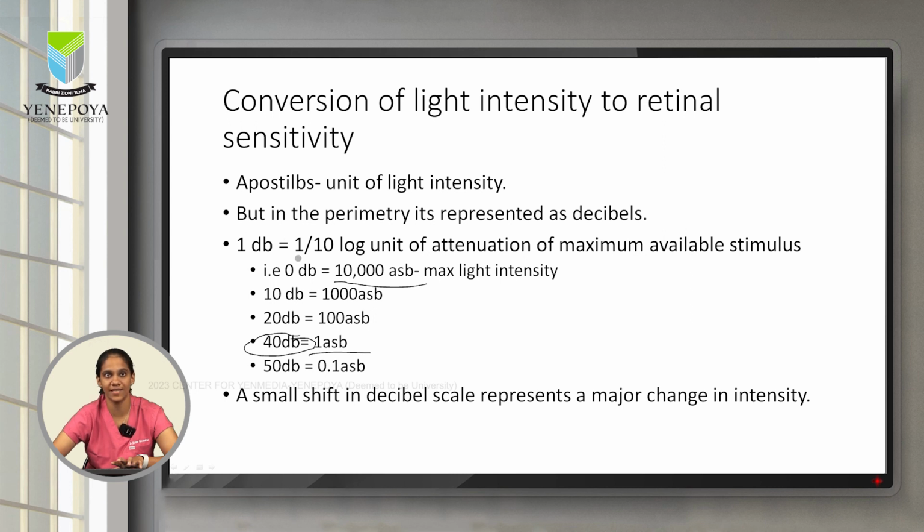But when you say 0 decibel, that also means the sensitivity is bad. Please do not get confused between ASB and decibel. My advice is to remember the decibel part of it, because it's easier. See, 0 is bad. So that means the patient cannot detect even the brightest stimulus. Retinal sensitivity is bad. 40 is higher, the higher the better. So you see 40, anywhere over 30, you decide that the retinal sensitivity is good.